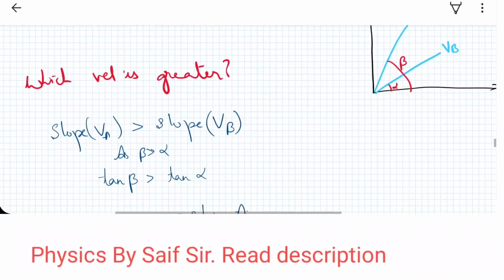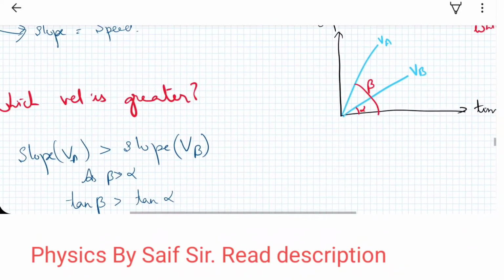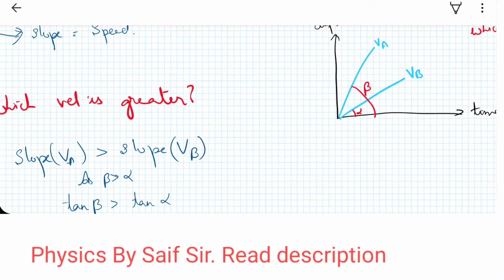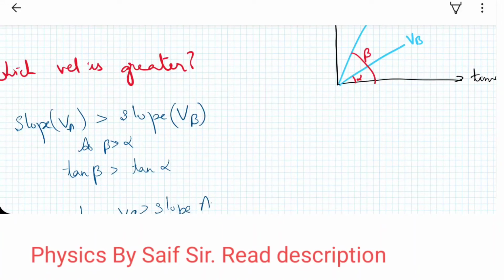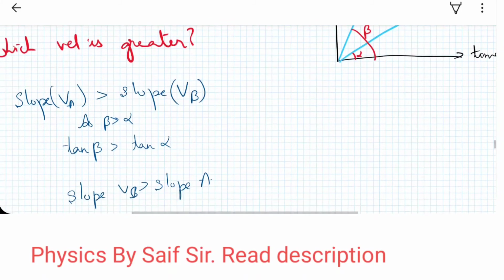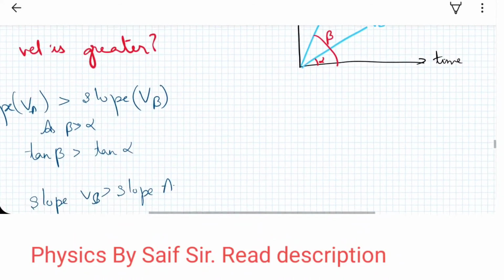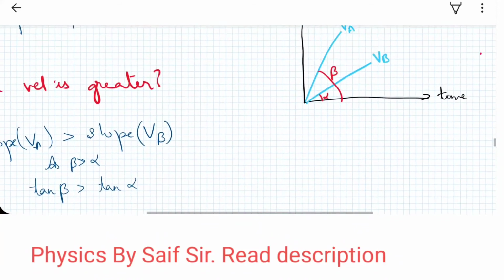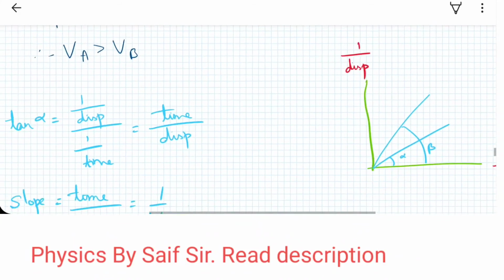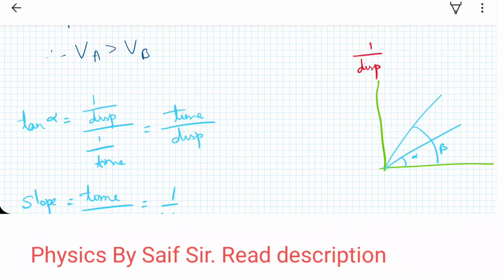So here the slope of VA is greater than the slope of VB. As we have seen that beta is greater than alpha, then tan beta is greater than tan alpha, which means the slope of VB is greater than the slope of VA. Therefore the velocity of VB is greater than the velocity of VA.